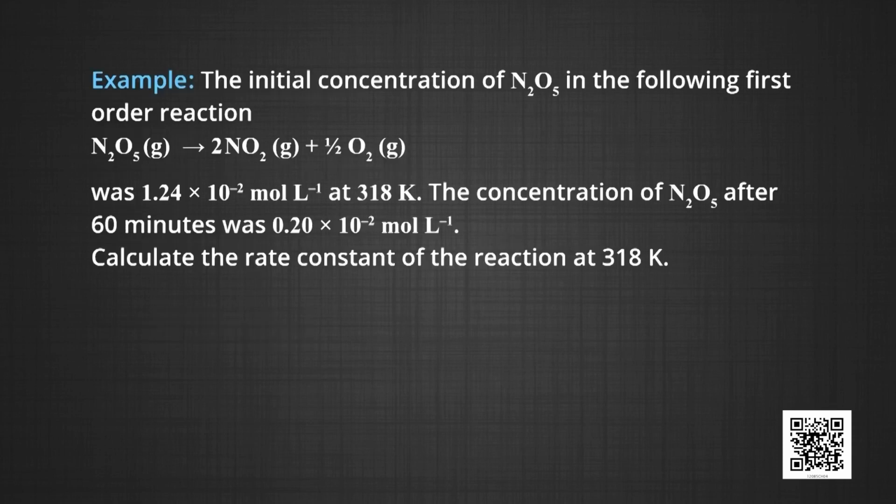Now a numerical problem in front of you. The initial concentration of N2O5 in the following first order reaction, N2O5 in the gaseous state gives 2NO2 in the gaseous state plus half O2 again in the gaseous state, was 1.24 into 10 raised to power minus 2 moles per liter at 318 Kelvin. The concentration of N2O5 after 60 minutes was 0.20 into 10 raised to power minus 2 moles per liter. Calculate the rate constant of the reaction at 318 Kelvin.